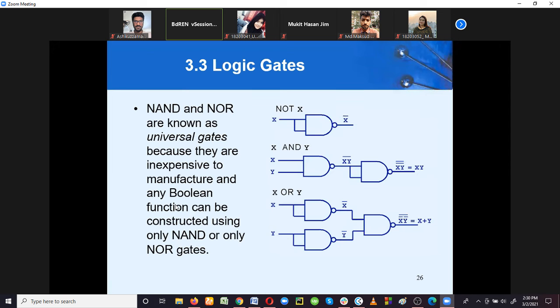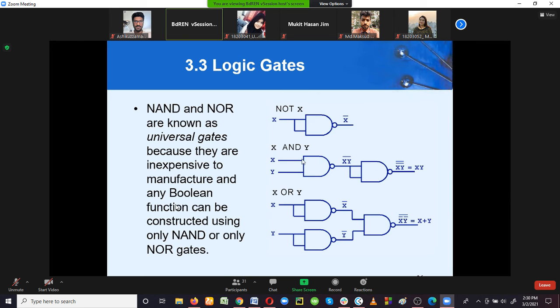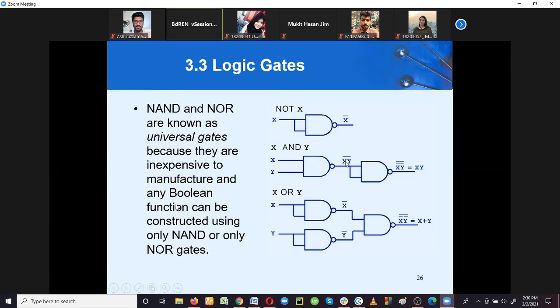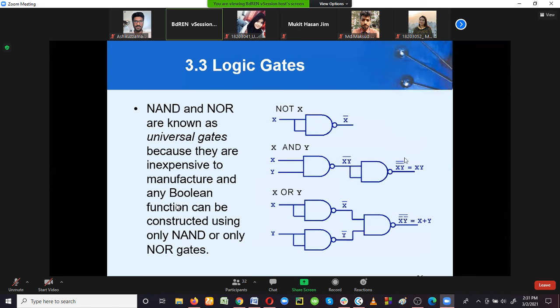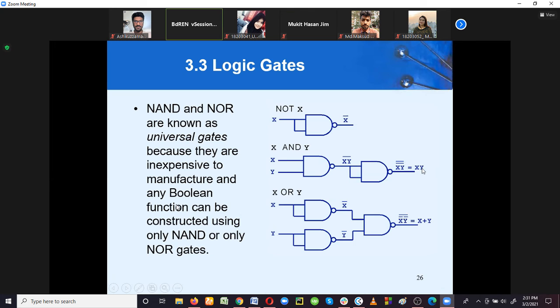So observe, this is x input, then x bar. This is x input, y input, x and y. So we are doing x and y. After that we are applying NOT. So as the output we will get here xy bar. Okay, xy bar. If we give input on this circuit, so double bar.